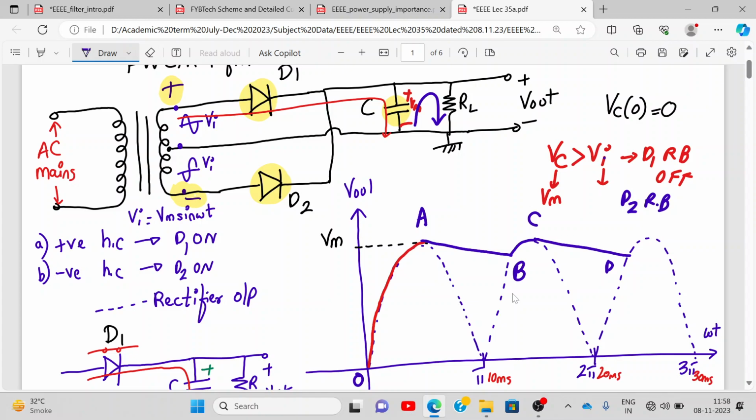At D, what will happen again? D1 is turned on and it reaches up to point E. After E, again the diode D1 turns off and the capacitor discharges via RL. This is how you get this wave. I guess you have got the same waveform during your lab sessions also. Yes or no? So yeah, this is it. Draw the waveforms now.